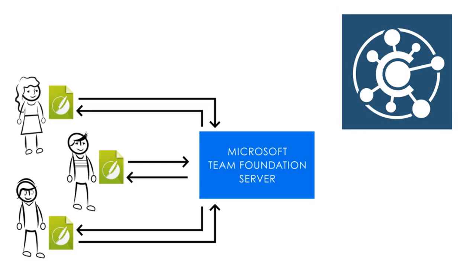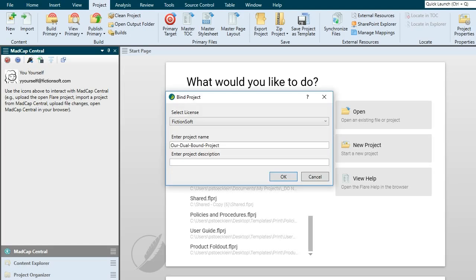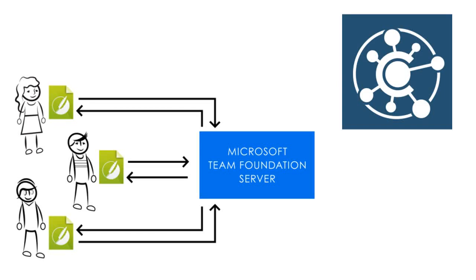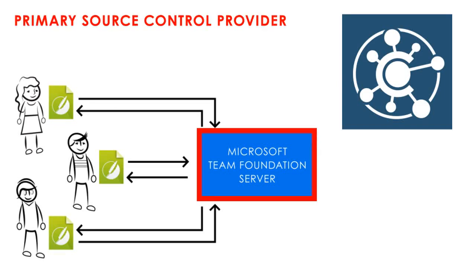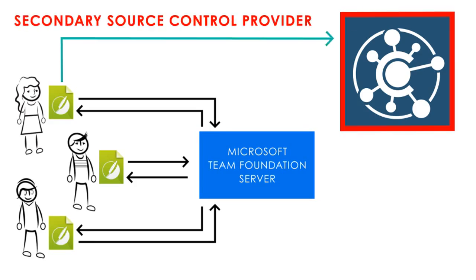As the documentation team lead, you upload your Flare project to Central using the MadCap Central window pane in Flare. This creates a copy of the project in Central with a connection to your local Flare project. So, now you have 2 bindings. Team Foundation Server is the first binding and remains your primary source control provider. The connection between Flare and Central serves as a secondary source control provider.